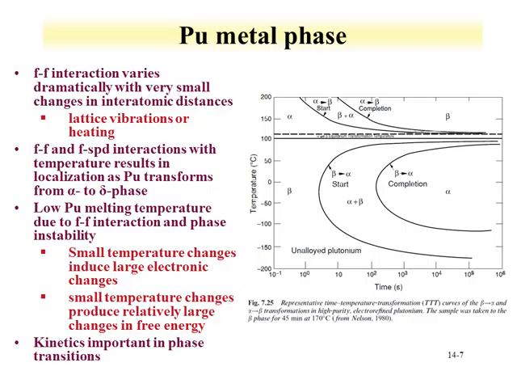As we mentioned, these f electrons' behaviors change with lattice vibrations or heating, so they can be reached by just heating the sample of plutonium, resulting in these different phases. And these interactions with temperature result in the phase transformations from the alpha all the way to the other phases that are present. These small temperature changes can induce large electronic changes, and they produce relatively large free energy changes.